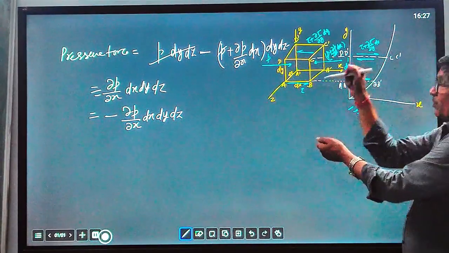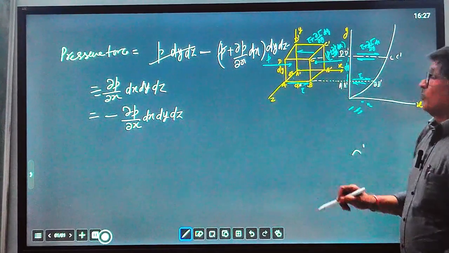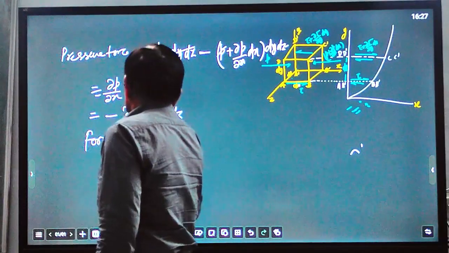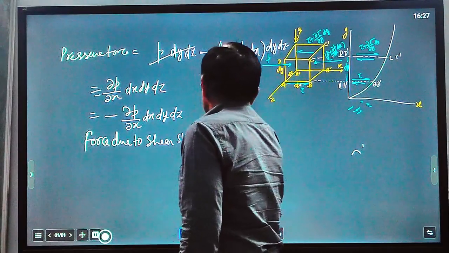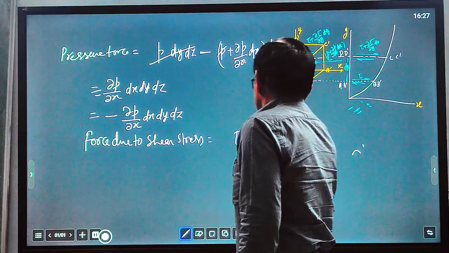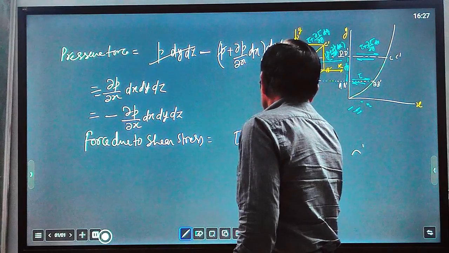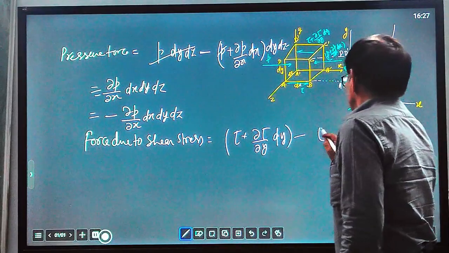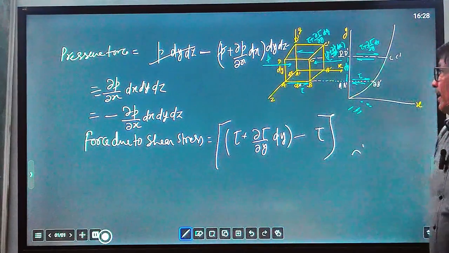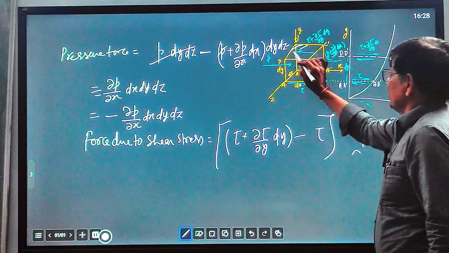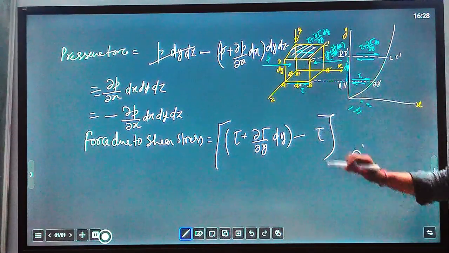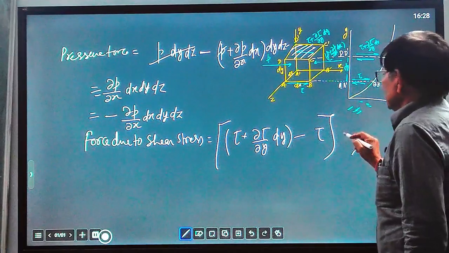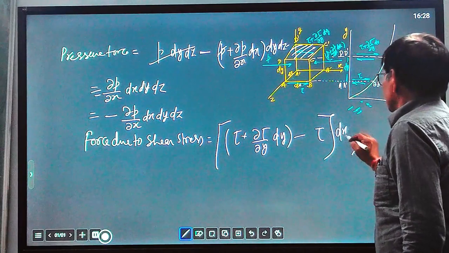Due to shear stress, force will be applied. So force due to shear stress is equal to tau plus del tau over del y dy minus tau, and the whole is multiplied by area. This area is included because this is the area in which shear stress is acting. So area is equal to dx and dz.